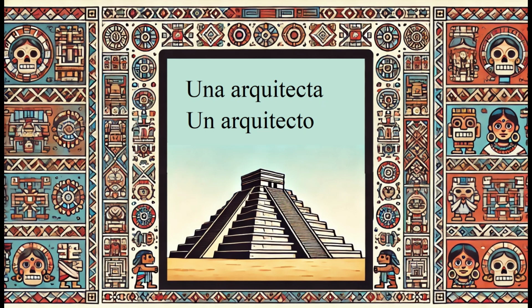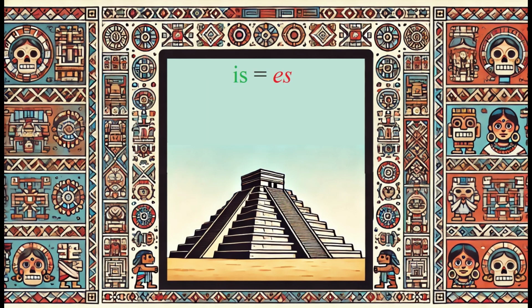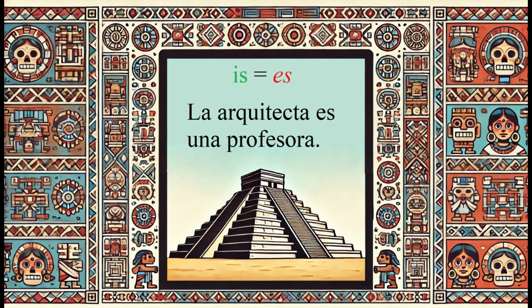Now, the word for is in Spanish is es. Pretty easy to remember, right? Referring to a female, let's try to say, the architect is a professor. La arquitecta es una profesora. All the words have to match up and end in A because it's like an equal sign.